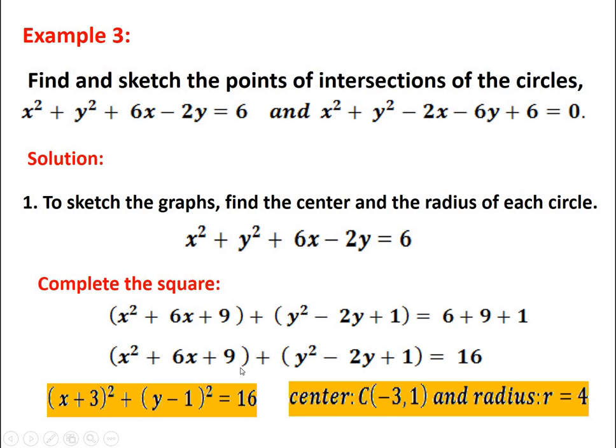Okay, as you can see, you need to express the x part into a square binomial to follow the standard form of the equation of the circle. So x squared plus 6x plus 9 is equal to the square of x plus 3. And y squared minus 2y plus 1 is expressed as a square binomial as y minus 1, equals 16. So from here, we can easily find out the center C, which is the opposite of 3, negative 3, and the opposite of negative 1, positive 1. And the radius r is simply the square root of 16, which is 4.